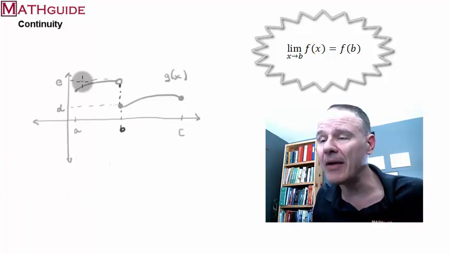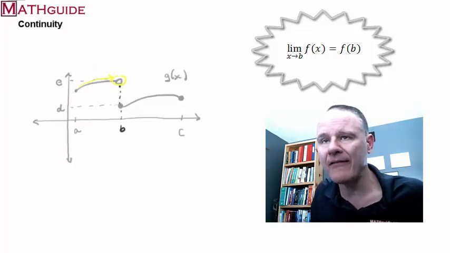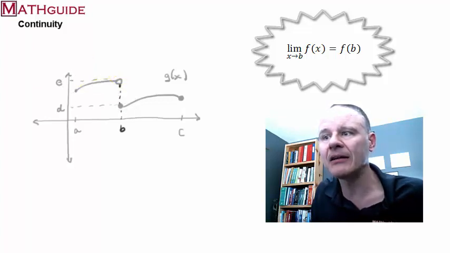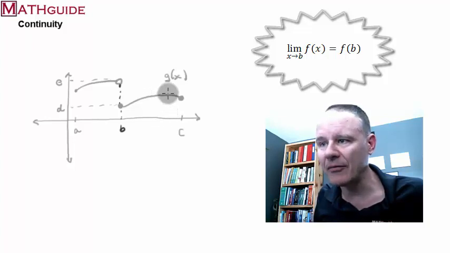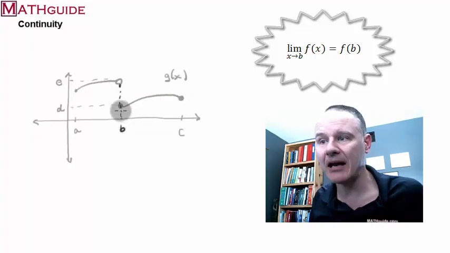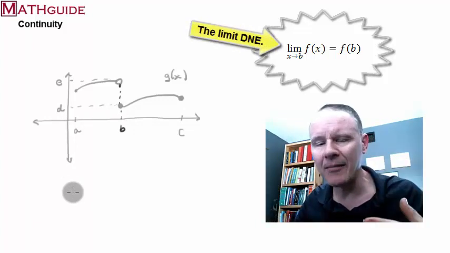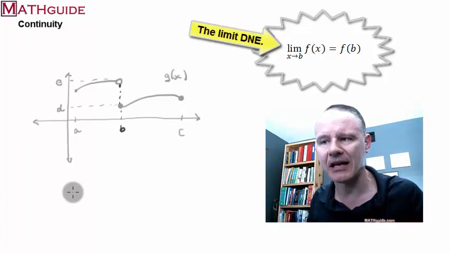So when we find the limit as we approach this value b from the left side, you can see that we're approaching this open circle, and that has a y value of e. So from the left side, we find the limit is e. Now from the right side, we approach this x value b, but the y value is approaching d. It's a different location. So from the left, I'm approaching e. When I approach b from the right side, I approach the y value d. I'm getting two different values. That means the limit as x approaches b does not exist.